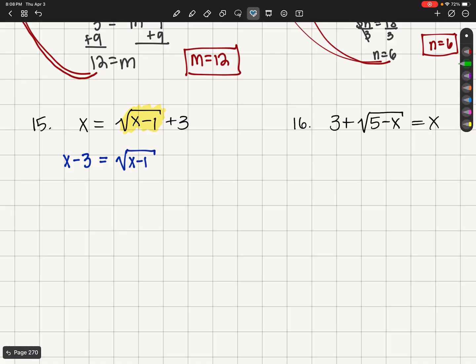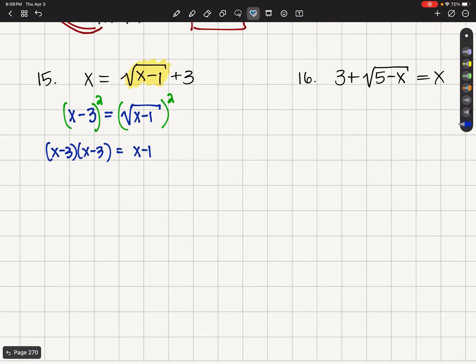And we said we were going to raise both sides to the power of the index. So to undo a square root, we're going to square. So I raise both sides to the second power. Now remember that x minus 3 quantity squared is x minus 3 times x minus 3. And then the square root of x minus 1 squared is going to be x minus 1.